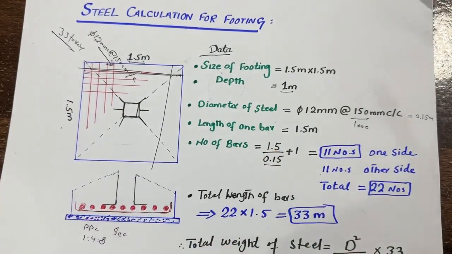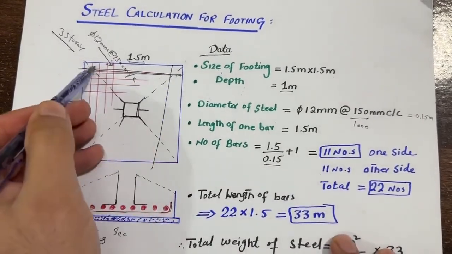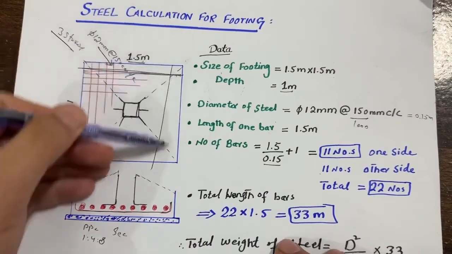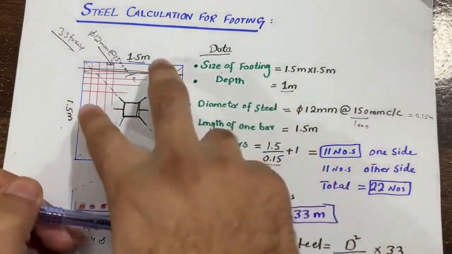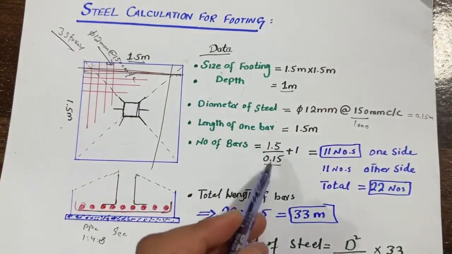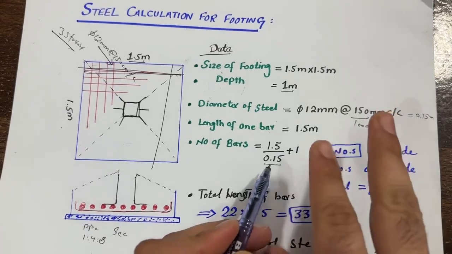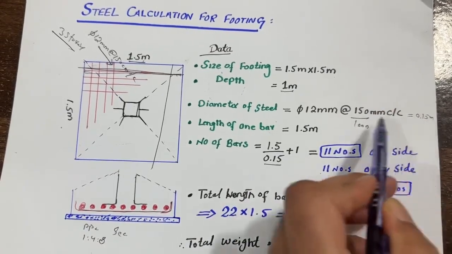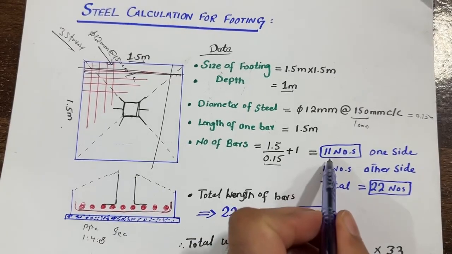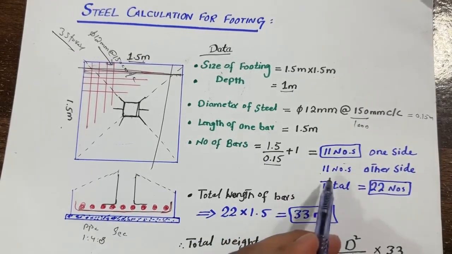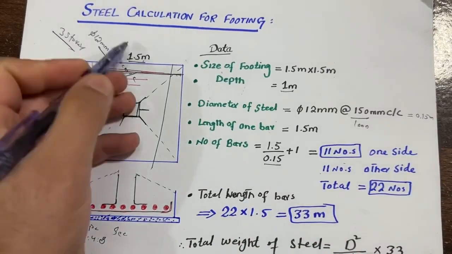So the 1.5 meter, which is the length, this one or this one, it's up to you. First of all, you have to take the length or width of the footing. It depends on the size of the footing, because this is a square footing, so both are the same thing. So 1.5 meter divided by the center to center distance between two steel rods, which is 0.15 meter, plus 1, right? So we require 11 numbers of steel rod on one side. You can see 11 numbers on the other side, because this is 1.5 meter by 1.5 meter.